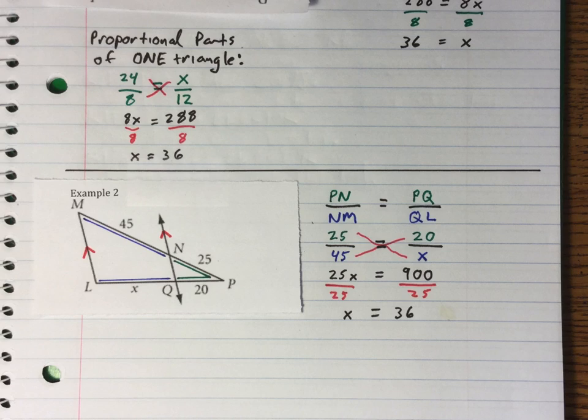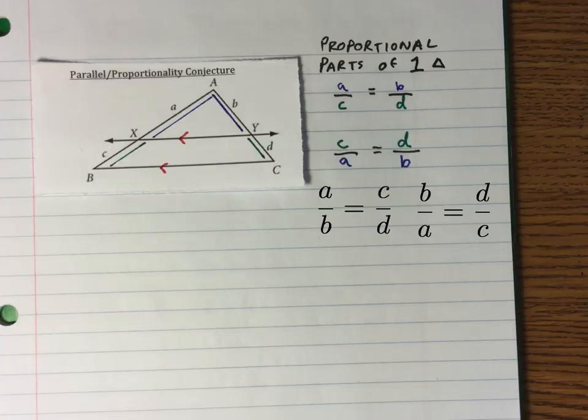So that brings us to the proportional parts conjecture. If we think about it as proportional parts of one triangle, then we can say, in general, A divided by C equals B divided by D. And we see that there are a bunch of equivalent forms. We could say C divided by A equals D divided by B. Or you can kind of go left and right: A divided by B equals C divided by D. Or similarly, right divided by left, B divided by A equals D divided by C. All of those are different perspectives on the proportional parts of one triangle.